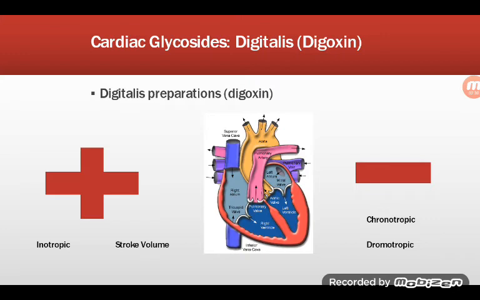We talk about one of the oldest heart meds that are out there, which is digoxin or digitalis. It's a cardiac glycoside. So it's a positive inotrope, which means that it's going to make that heart squeeze better, and the stroke volume is going to be better. It's a negative chronotrope, so it's going to decrease that heart rate.